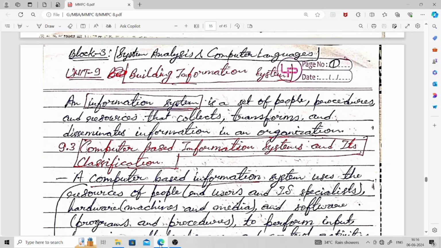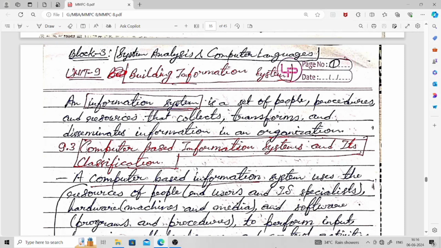Okay, so the first unit in this block that is given, that is Unit 9 here, building information system. So first, before going into the detail about building information system, we must know about what is information system.